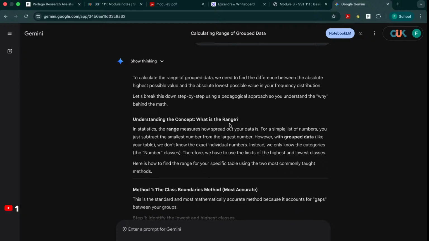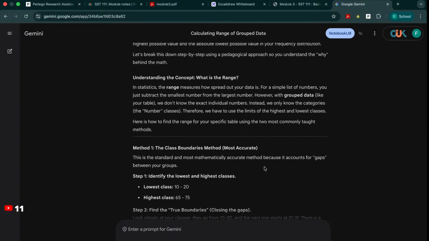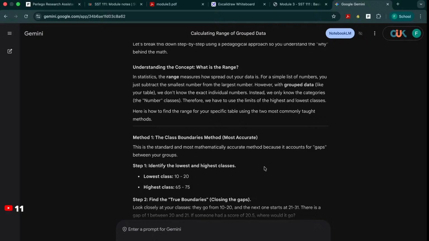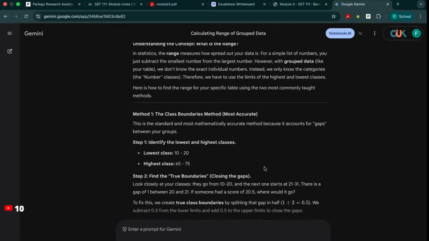Understanding the concept. What is the range? In statistics, the range measures how spread out your data is. For a simple list of numbers, you just subtract the smallest number from the largest number. However, with grouped data like a table, we don't know exactly the individual numbers. Instead, we know the categories, the number classes. Therefore, we have to use the limits of the highest and lowest classes. So here is how to find the range for the specified table using the two commonly taught methods.